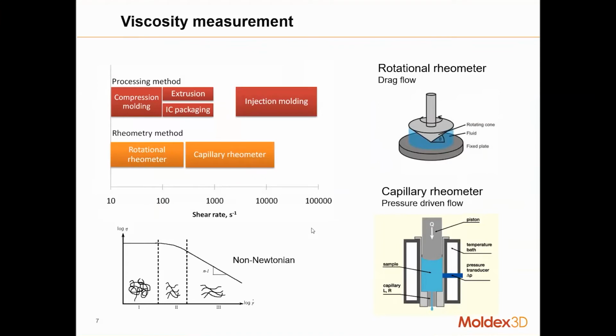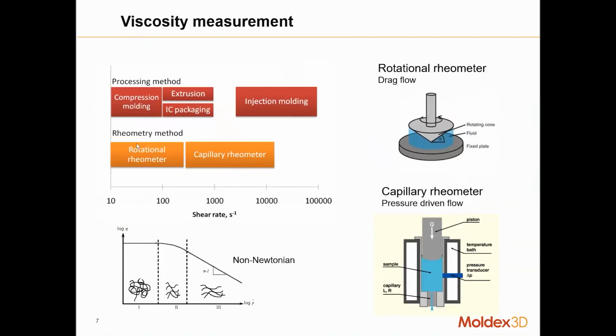But the closest commercial machines that can measure the shear rates in that range is the capillary rheometers, which is depicted on my lower right-hand side. So this is the capillary rheometers. And the other instrument is called a rotational rheometers. And the rotational rheometers will capture the shear rate range from the lower, maybe 10 reciprocal seconds, all the way up to 100 reciprocal seconds.